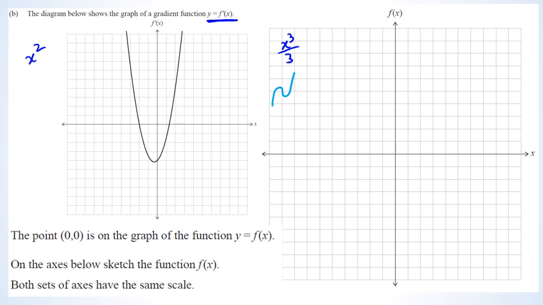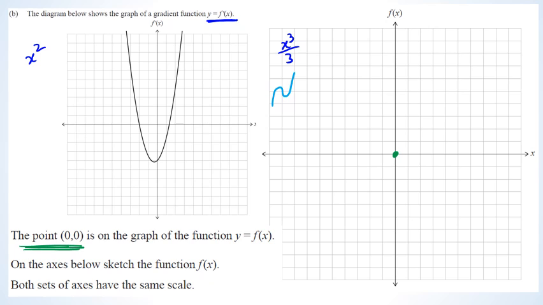Now let's go back and try and figure out the most important key points. The first key point is here in the question. It says the point (0, 0) is on the graph of the function y equals f of x. So that means this cubic is going through (0, 0), and you have to make sure it goes through (0, 0). That's the first clue that you get.